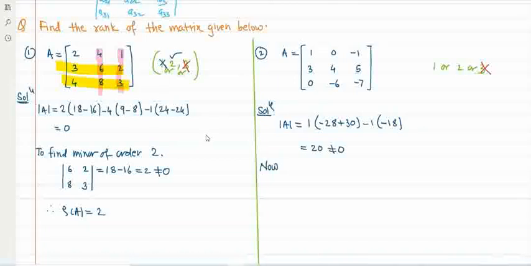Suppose I am taking first two rows and first two columns, first possibility: 1, 0, 3, 4. You can select any two rows and any two columns. What is the evaluation? 4 minus 0, that is 4, not equal to 0. Therefore, what is the rank of A? 2. Yes, 2.